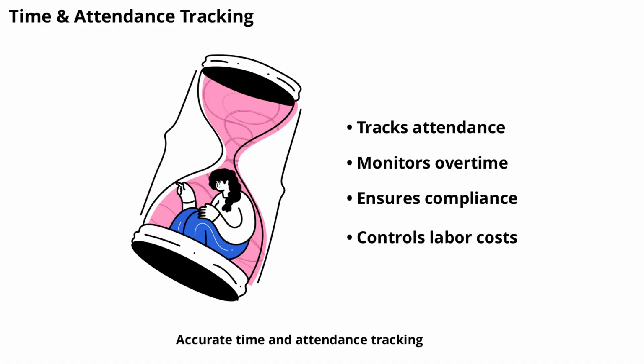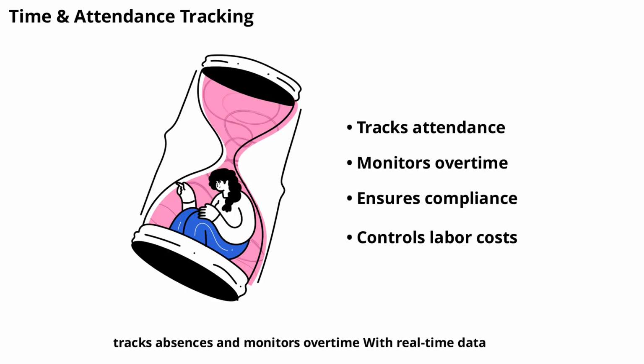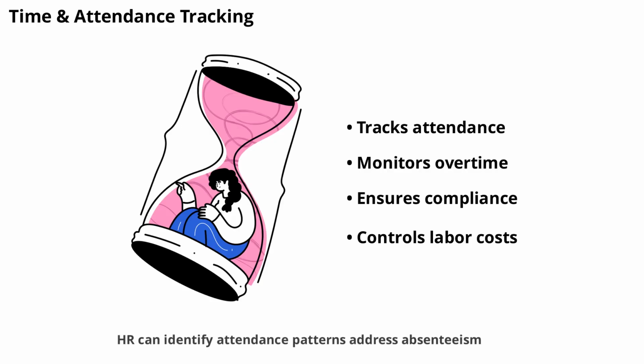Accurate time and attendance tracking is crucial for effective resource planning. This feature records when employees start and end their shifts, tracks absences, and monitors overtime. With real-time data, HR can identify attendance patterns, address absenteeism, and ensure compliance with labor laws. Reliable time tracking helps organizations optimize staffing levels, control labor costs, and maintain productivity. Let's see how this feature integrates with other HRIS modules.